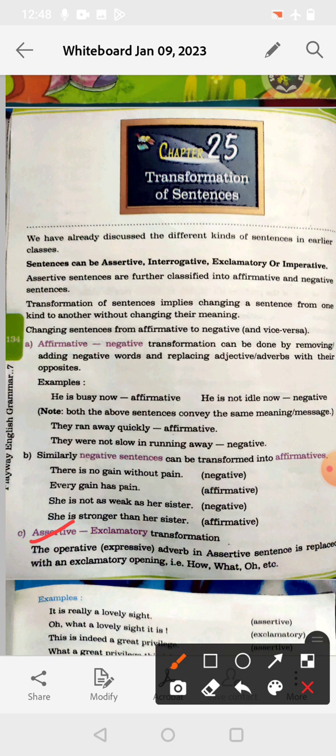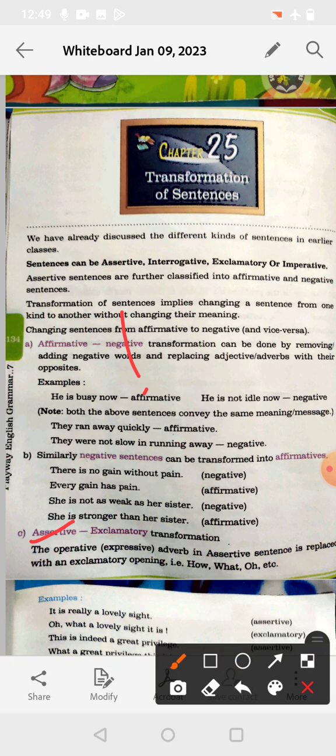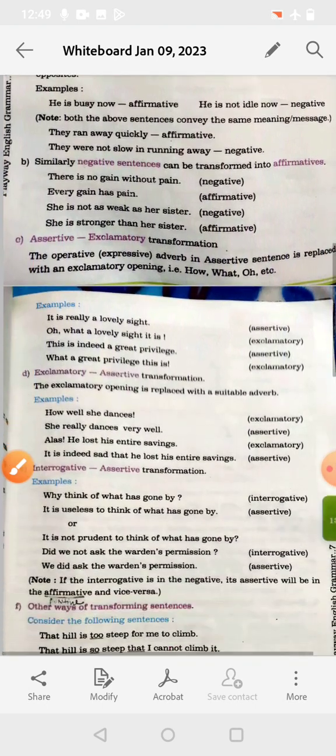Okay, and it has an exclamation mark also, whether at the beginning of the sentence or at the end of the sentence. Okay, do you all remember the exclamation mark? It is like this. Okay, student. So, when we are changing assertive into exclamatory, the operative expressive adverb in the assertive sentence is replaced with an exclamatory opening. That is how, what, oh, etc. Now, how? We will learn in these examples.